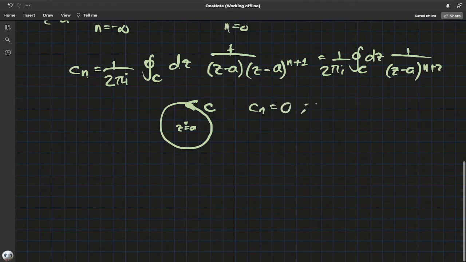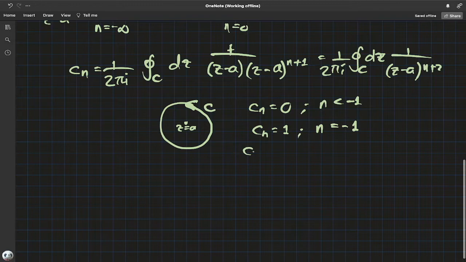Cn is going to be 0 when n is less than -1, because if the denominator has a negative power, it will go in the numerator, which means this integrand will no longer have any singularities or regions where the function is blowing up. So Cauchy-Goursat will make the entire integral go to 0. It's going to be 1 when n is equal to -1, because then we have z minus a to the first power in the denominator, and we can just use the Cauchy integral formula.